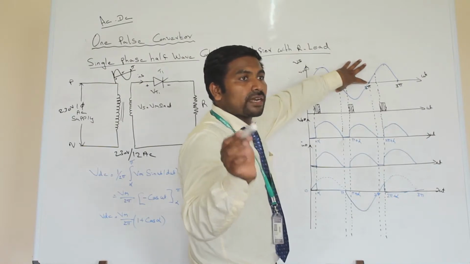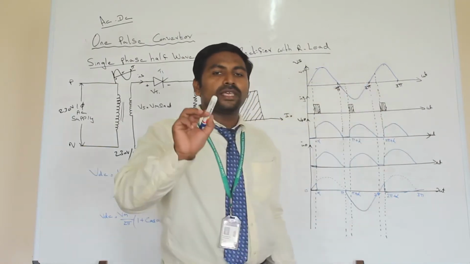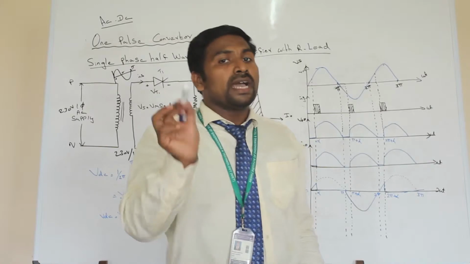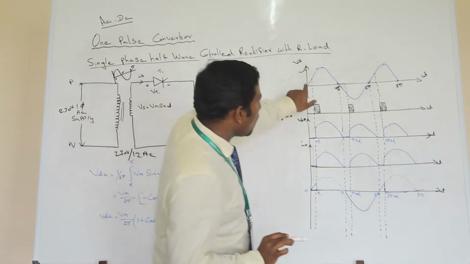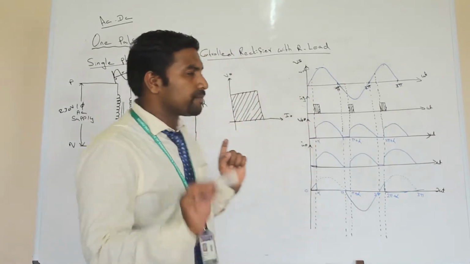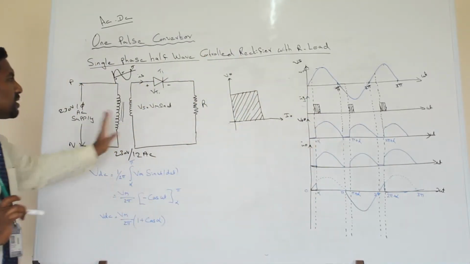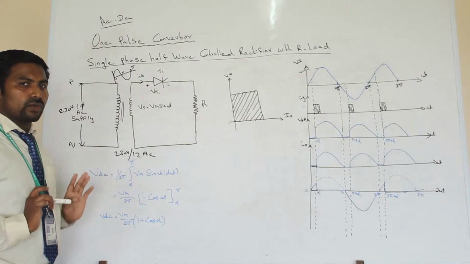So for converting both pulses, we will be using a single phase full wave controlled rectifier. Here it is a single phase half wave controlled rectifier. Only the half pulse will be converted. So this is the circuit diagram for the single phase half wave controlled rectifier.